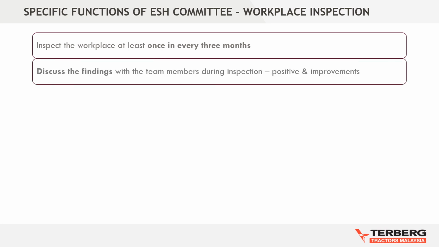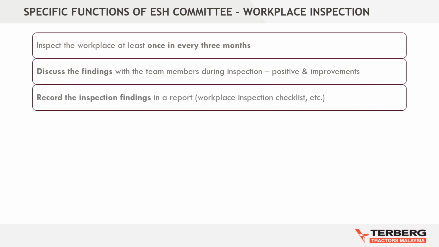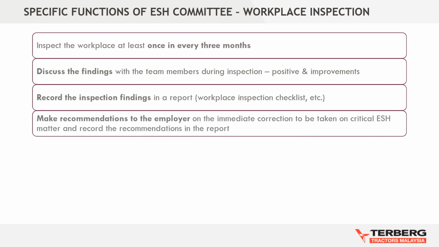The discussion of the findings with the team members during inspections can help to improve the safe work system and develop safety culture in the company. Workplace inspection checklists and other documentation need to be recorded after the findings of the inspection have been carried out. The recommendation to the employers on the corrective action taken on the ESH critical matters should be recorded in the report.